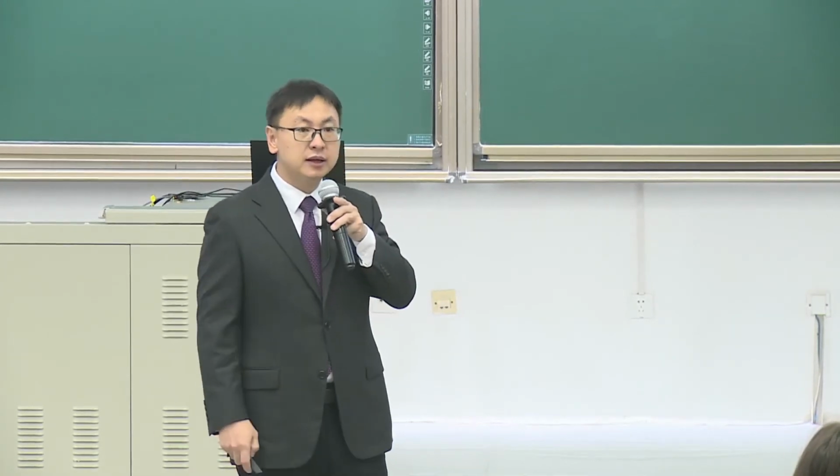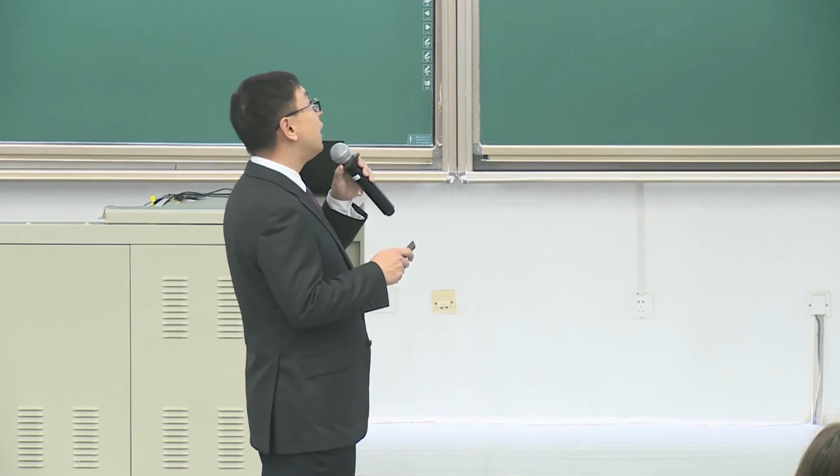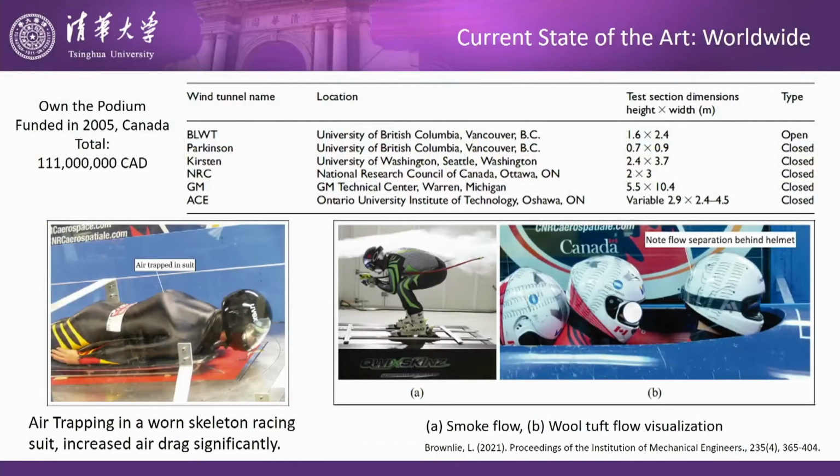Canada founded a program called Own the Podium. The funding is 111 million Canadian dollars. It was funded in 2005, and they have a bunch of wind tunnels. Most of them belong to universities and the National Research Institute. They test skeleton clothes, gestures, and team formation, and they use smoke flow and wall tufts. Brownie is also an expert employed by our country.